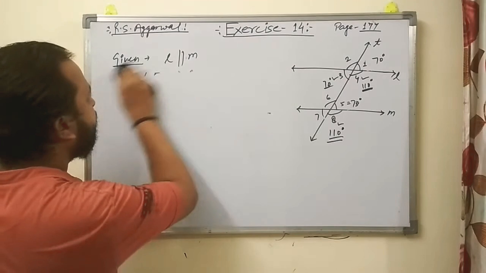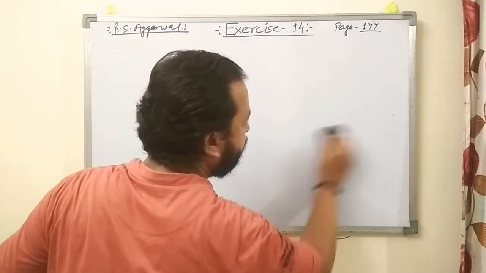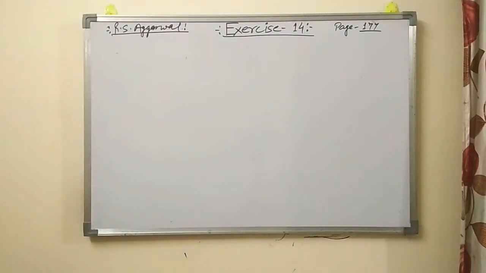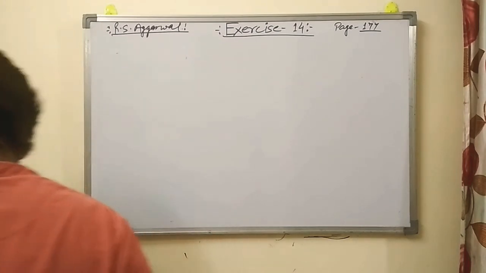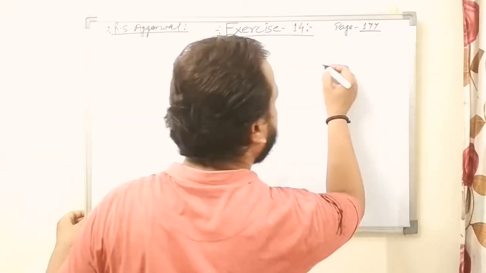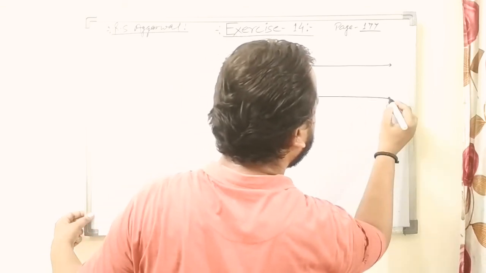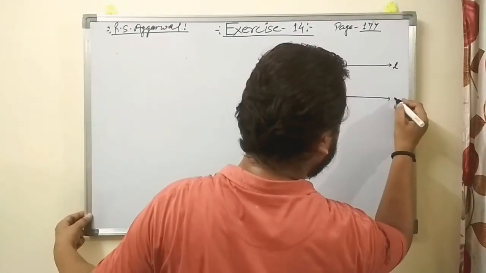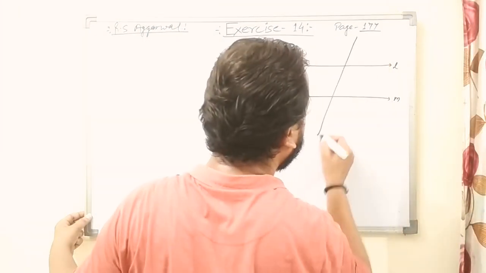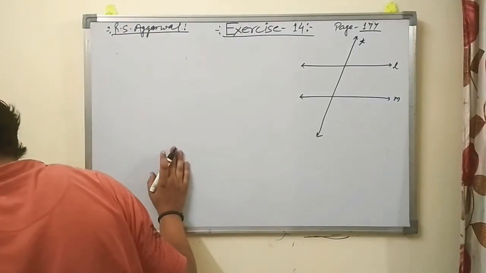So the next question reads as: the two parallel lines, named L and M, and one transversal line is given, that is T.